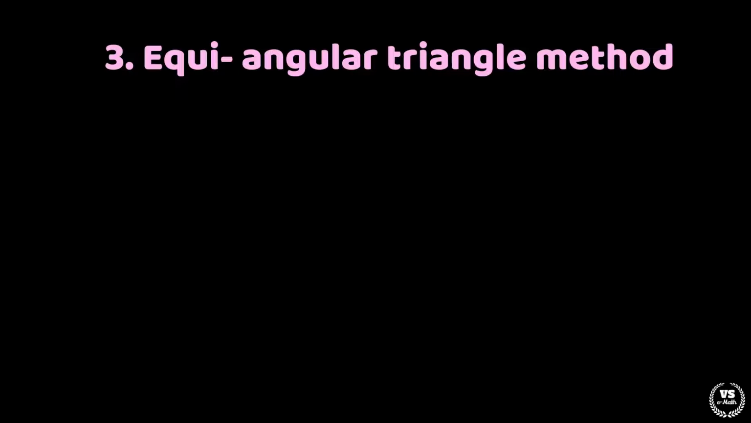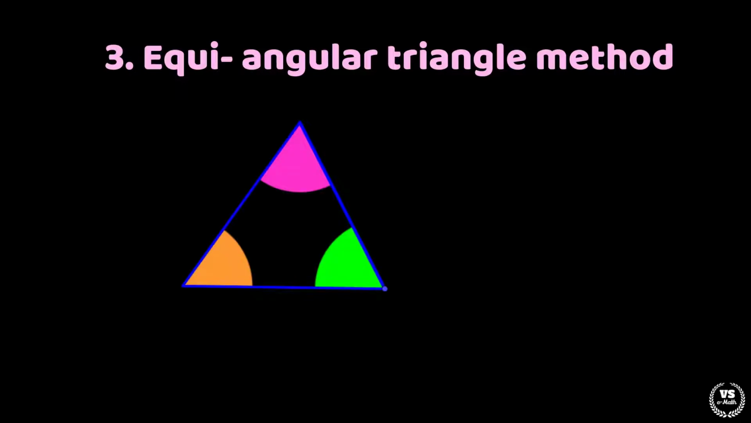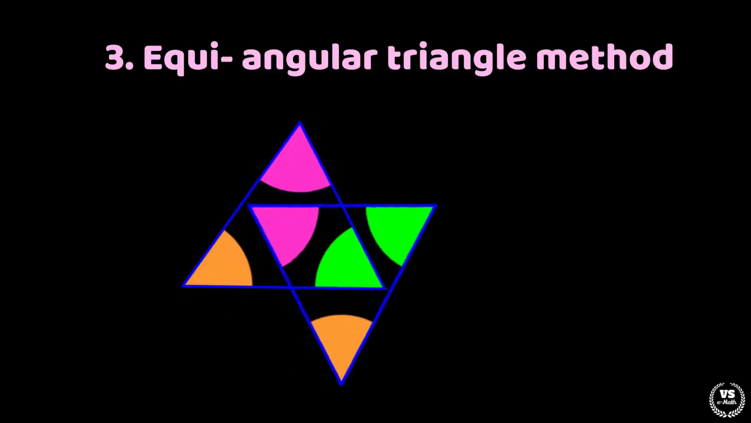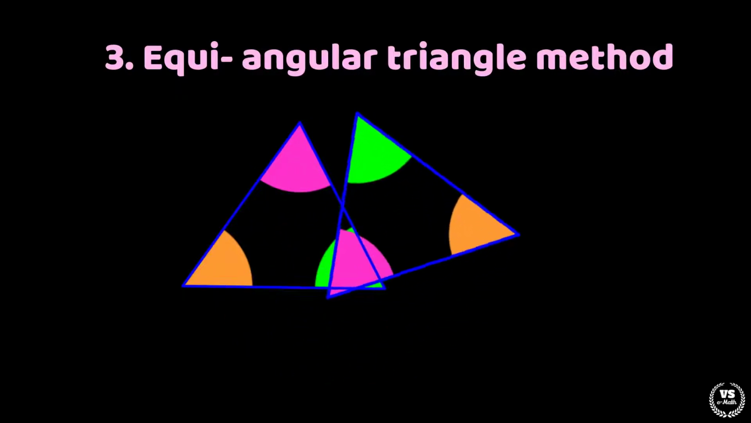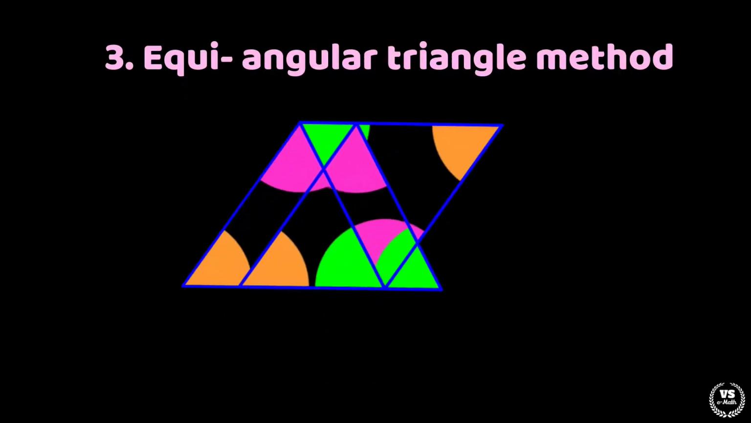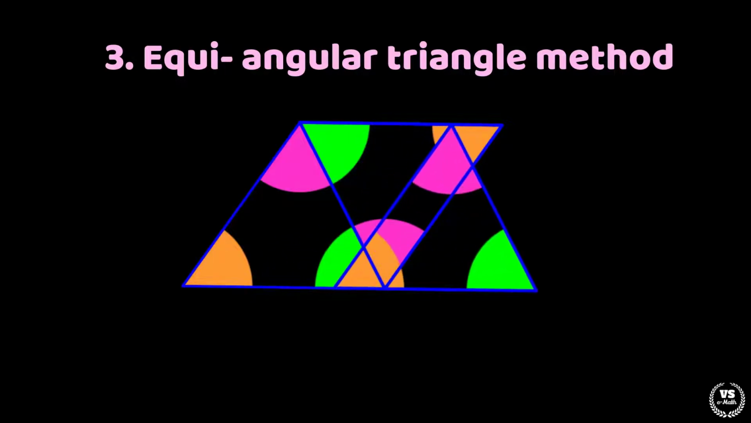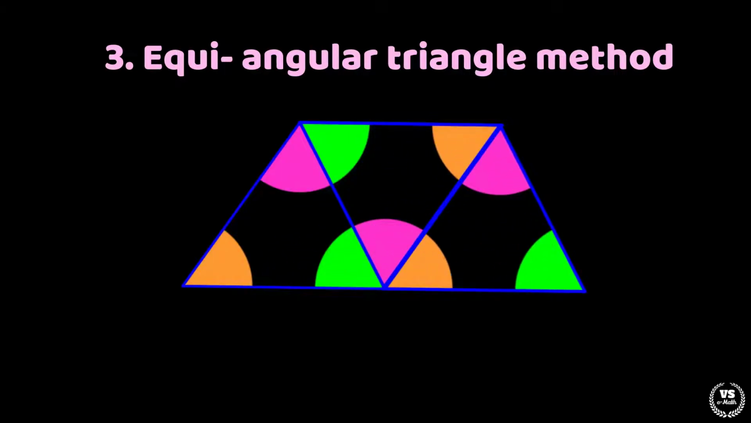The third method is the equiangular triangle method. Here, we take three equiangular triangles and place them next to each other. Here also we observe that the angle sum property is true.